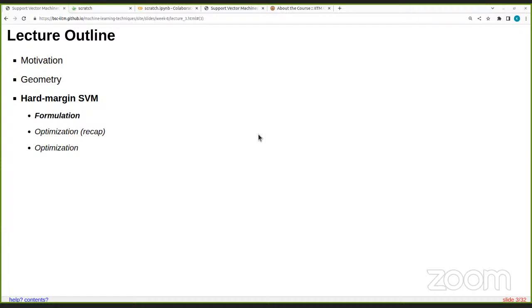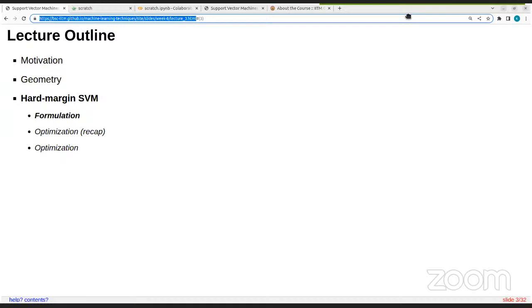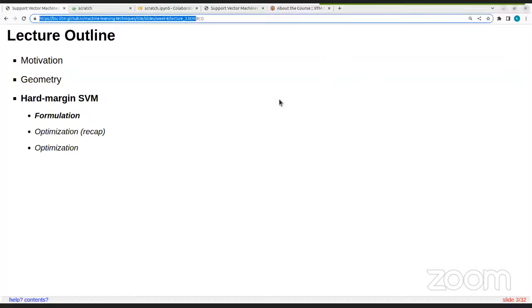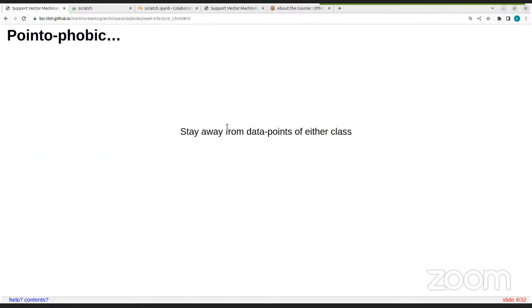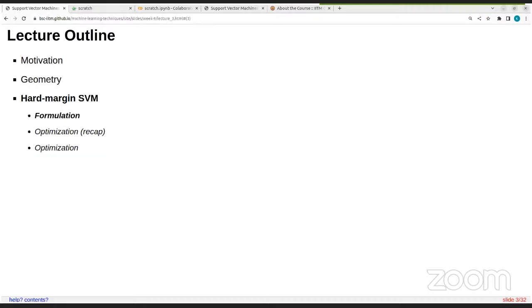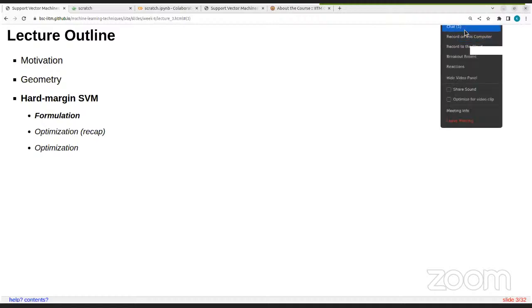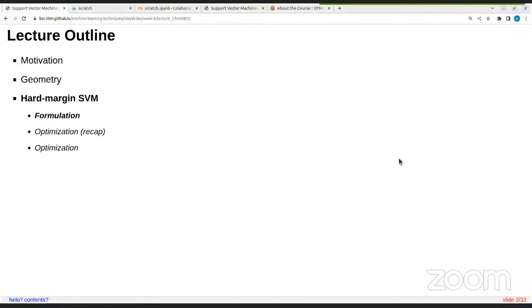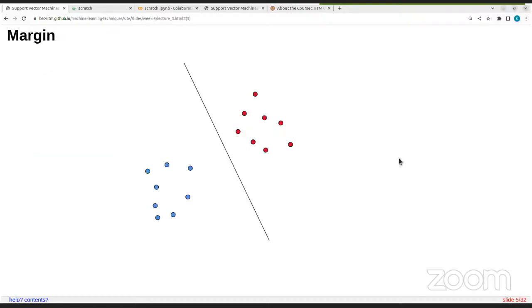Okay, so currently we are in the middle of lecture 3. What we'll do is I'll quickly recap where we are and continue from there. So we were doing this hard margin formulation. What we were doing was we were trying to maximize the margin, right?